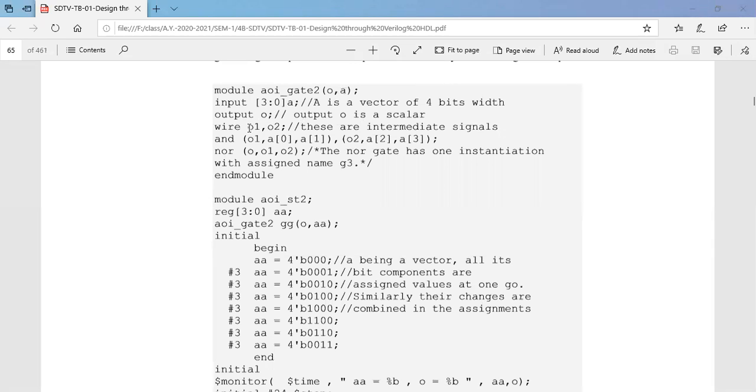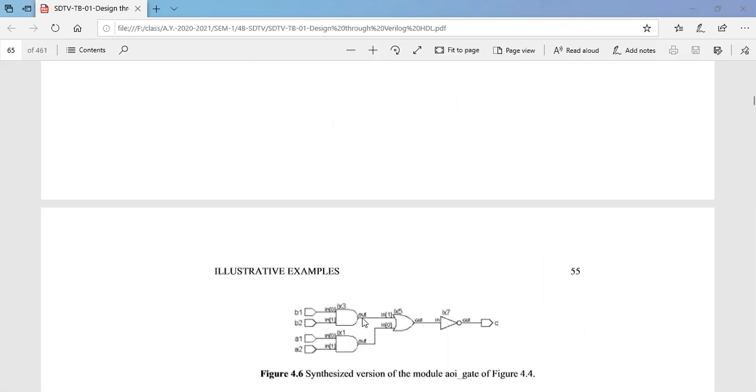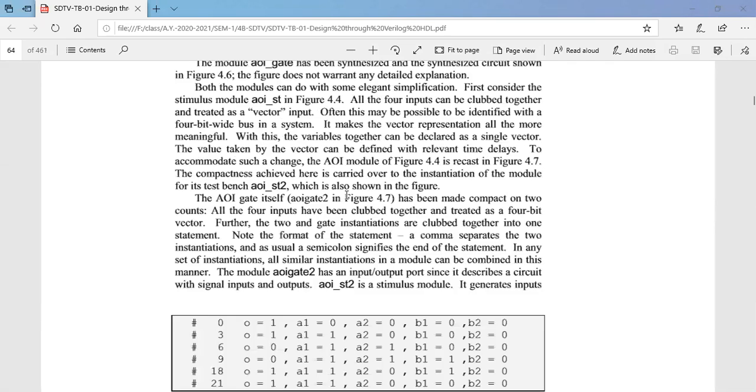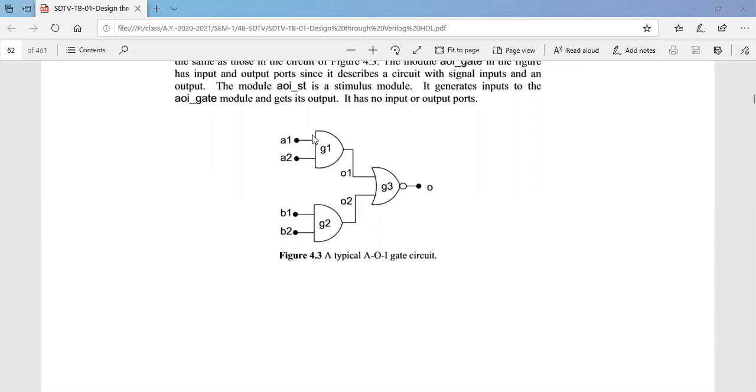Okay. We have O1 and O2. What are these O1 and O2? These are outs, out1 and out2. O1 and O2 are nothing but the intermediate signals. You just see the figure. A1, A2, B1, B2, O1, O2, O is the output. This is gate 1, gate 2 and gate 3. Gate 1 and gate 2 both are AND gates, and this is the NOR gate, right?